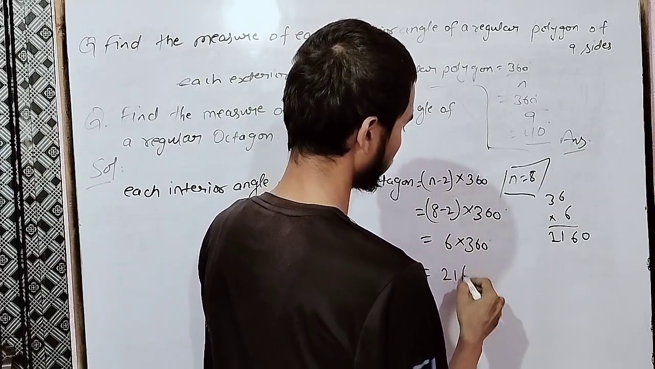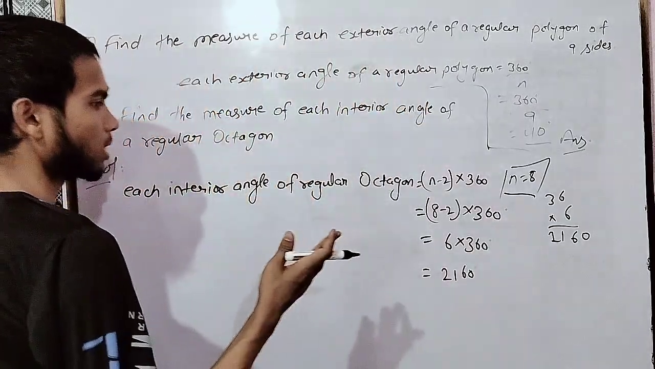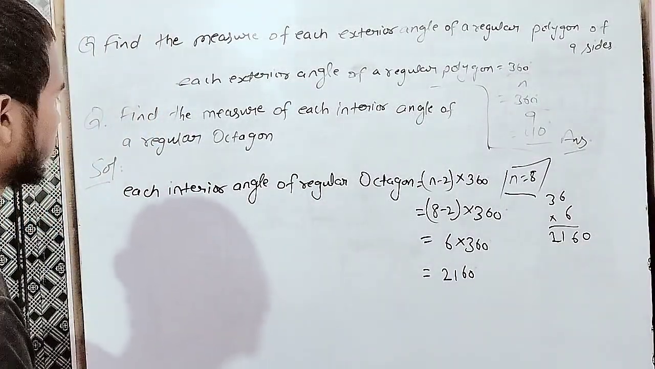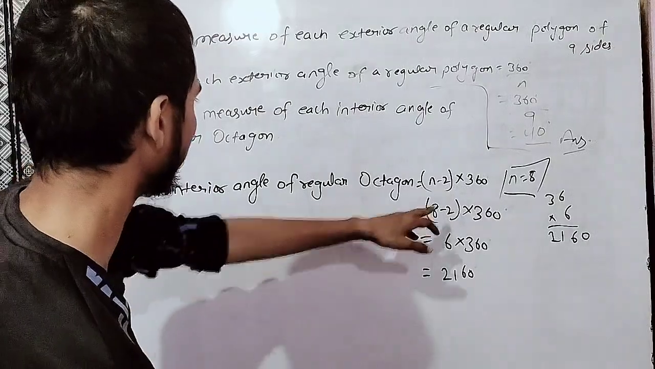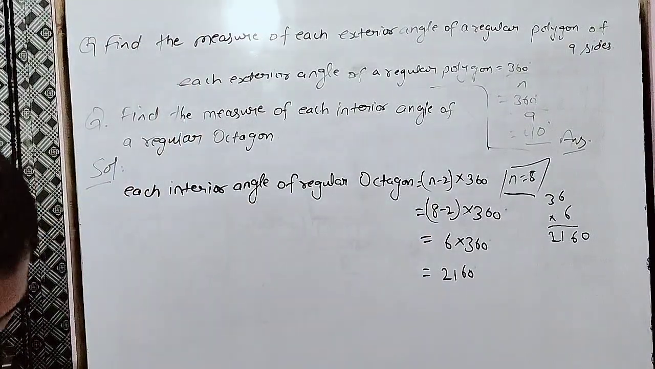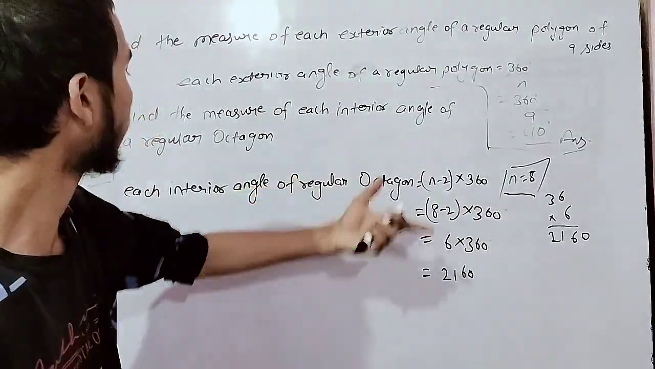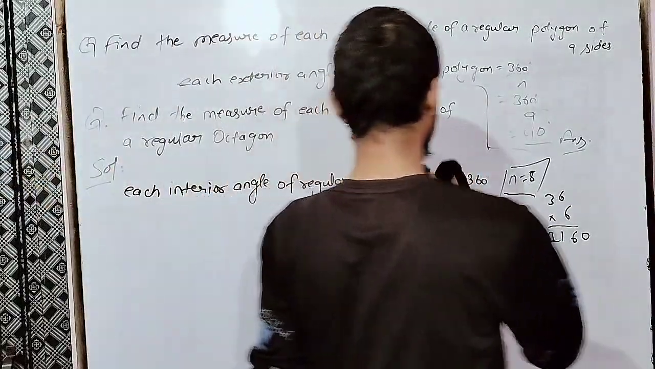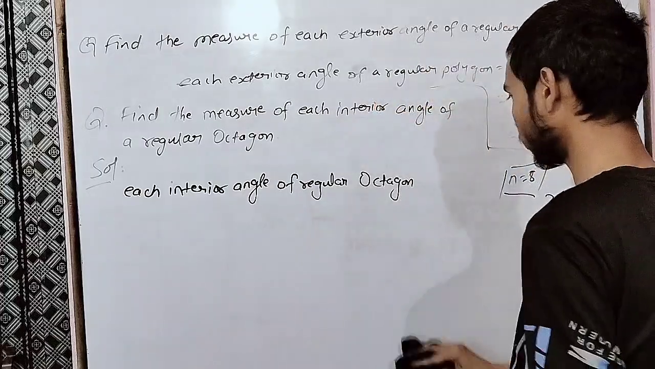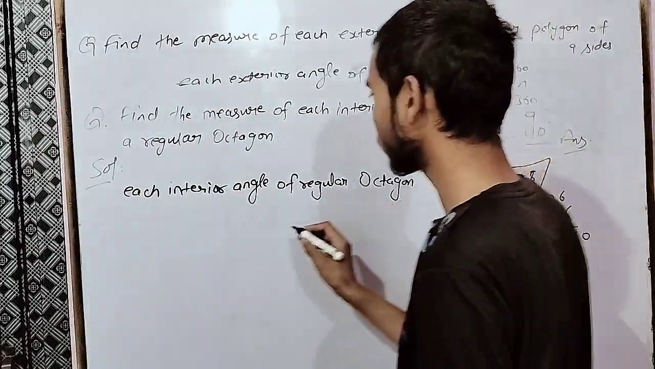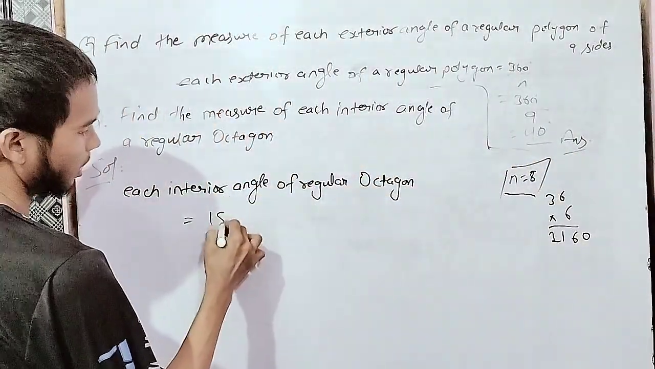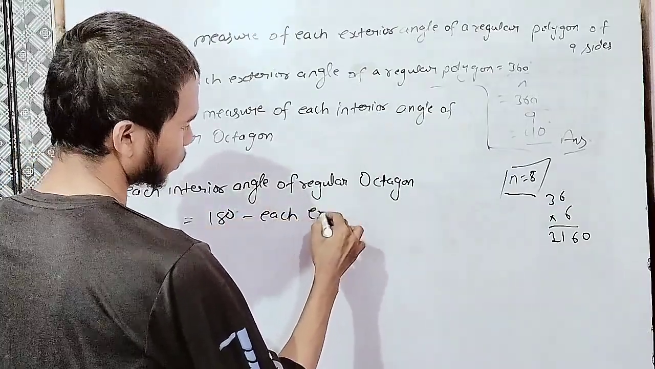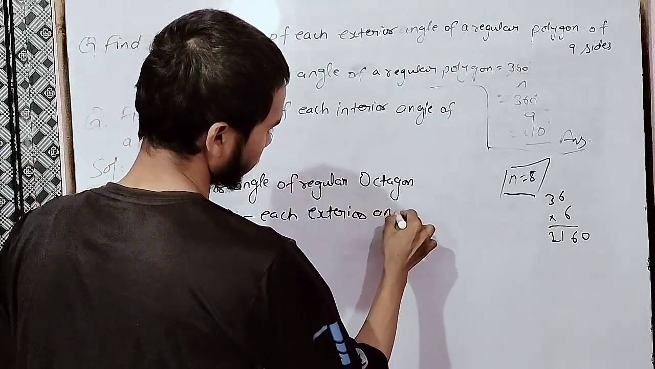So what is it? No, no, no. This is not our formula to find this. This is the formula for finding the total of the interior angles of a regular polygon. The formula for each interior angle is 180 minus each exterior angle.